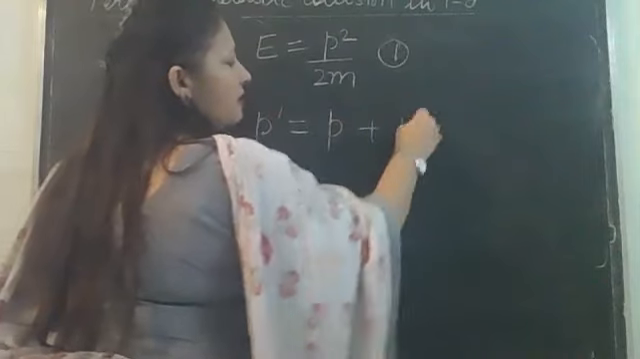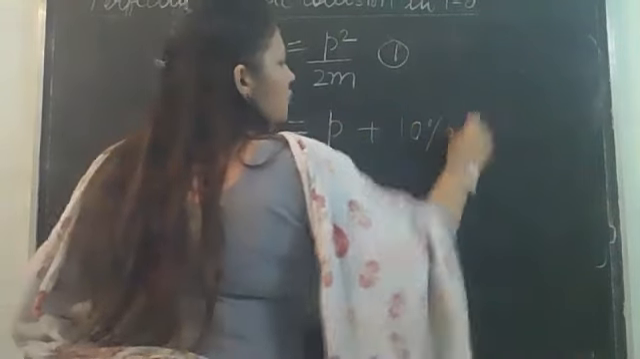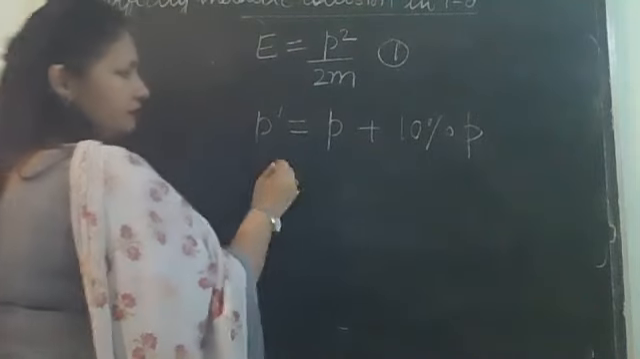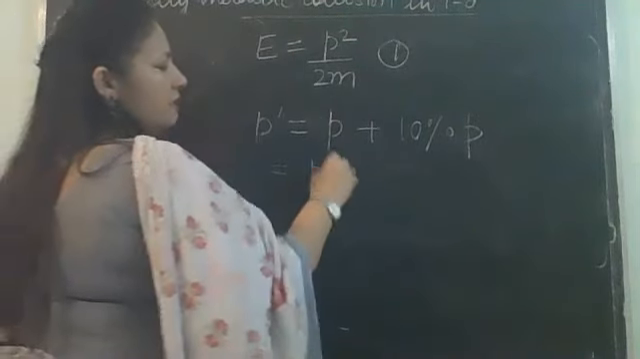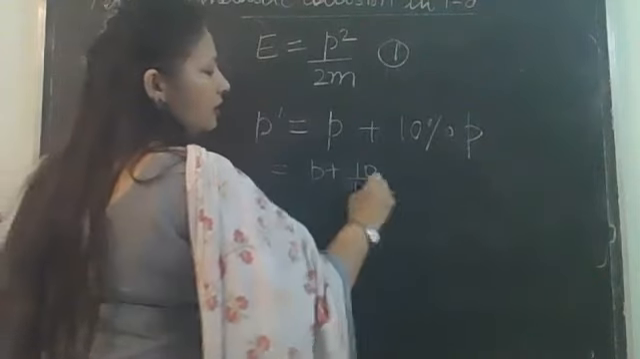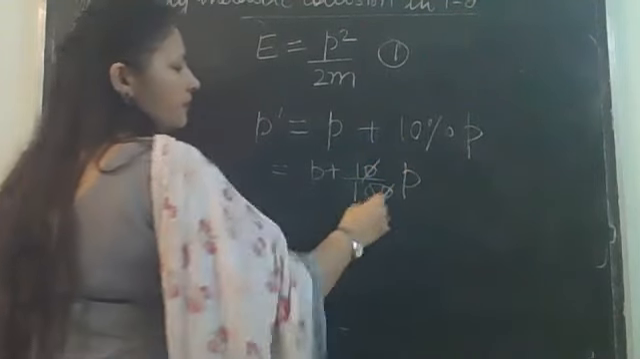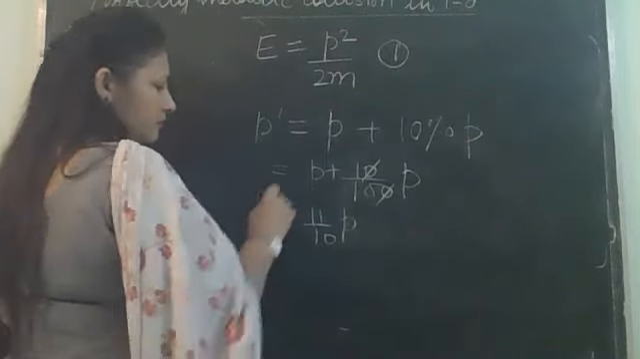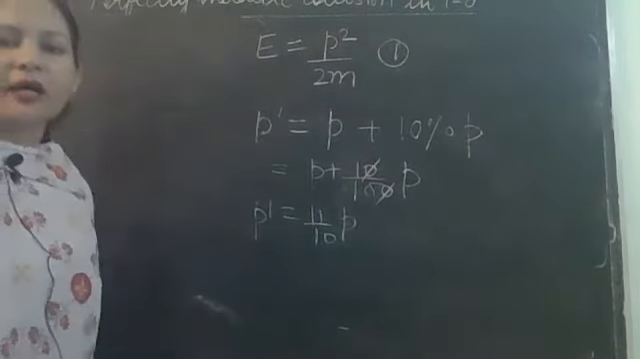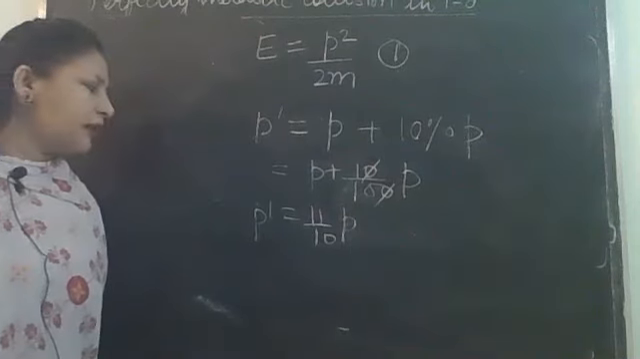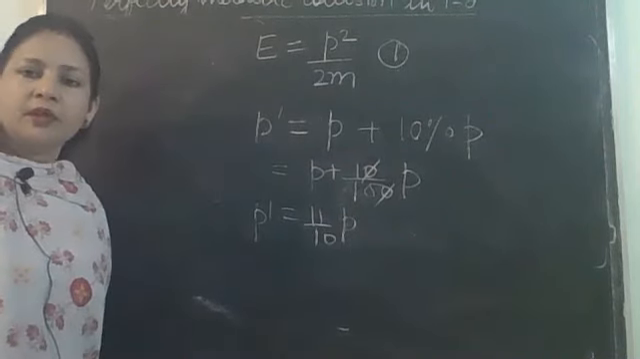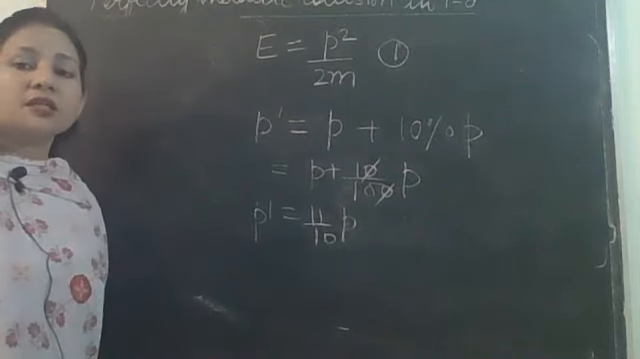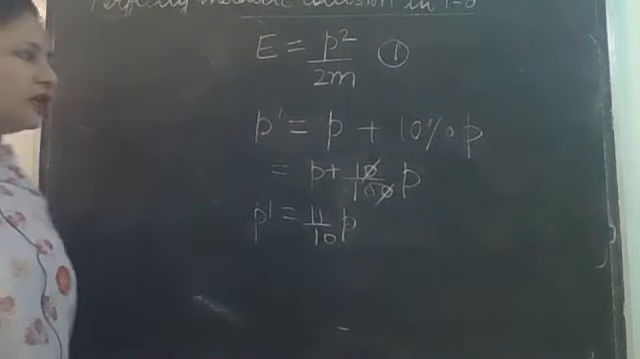increased by 10%. That means new momentum is old momentum plus 10% of momentum. So that is P plus 10 by 100 of P, that is 11 by 10 P. P dash is 11 by 10 times the previous momentum P. New momentum we have found, now we are to find the new kinetic energy, rather the percentage increase in kinetic energy.